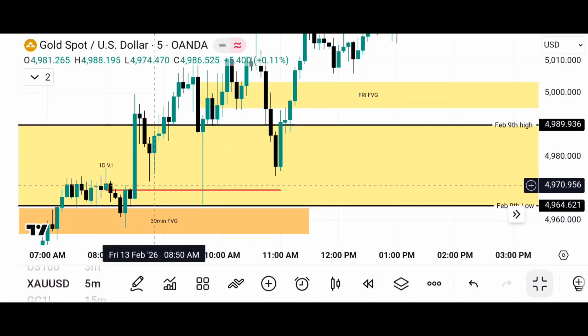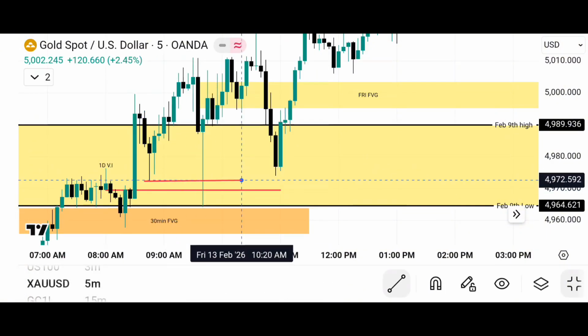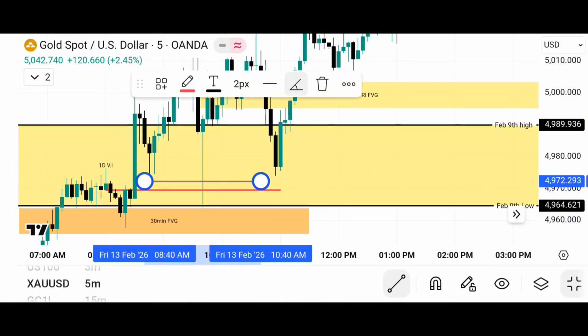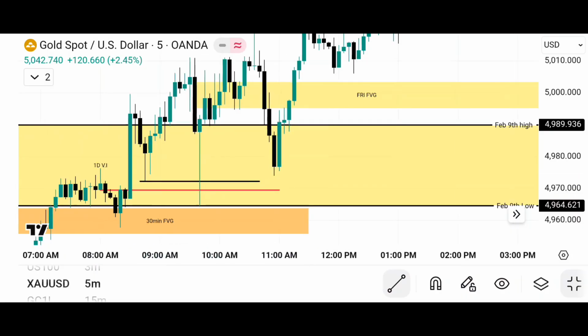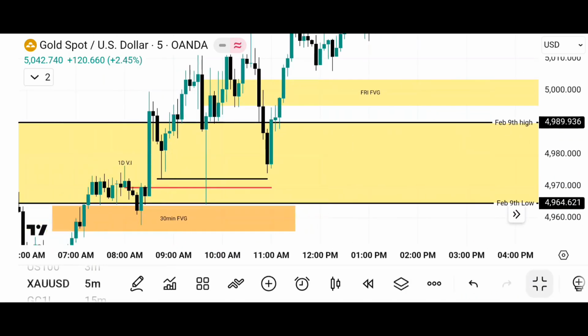And also you can see price taking out this sell side, this low, trading below this low, taking out sell side and displaced higher. So I'll make this black, right, for our sell side. Then the other block can be red.